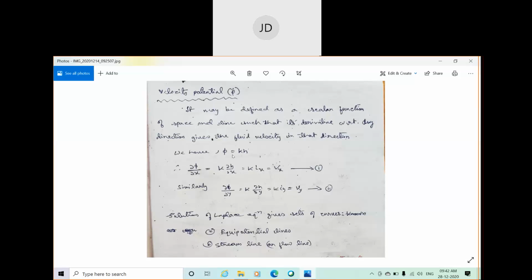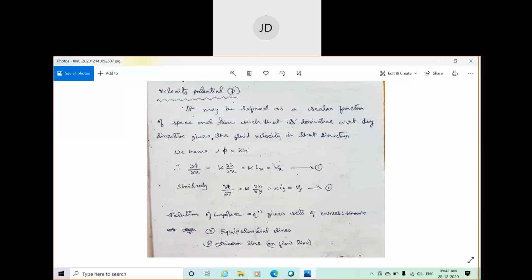But there is another definition for phi based on its significance. Velocity potential may be defined as a scalar function of space and time such that its derivative with respect to direction gives the fluid velocity in that direction. That means if you differentiate velocity potential with respect to any direction, the final result of that mathematical equation, that is the derivative of phi with respect to any direction, will give the velocity component of water, a fluid velocity component, in that particular direction.